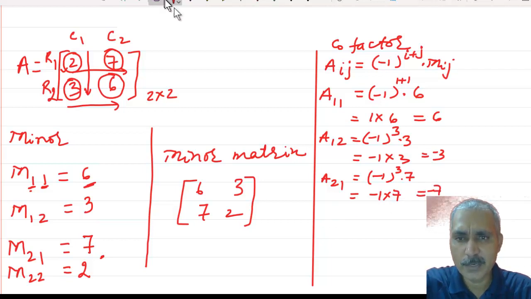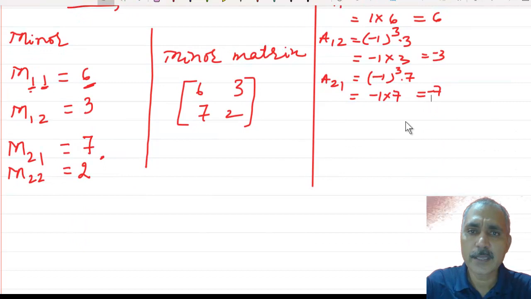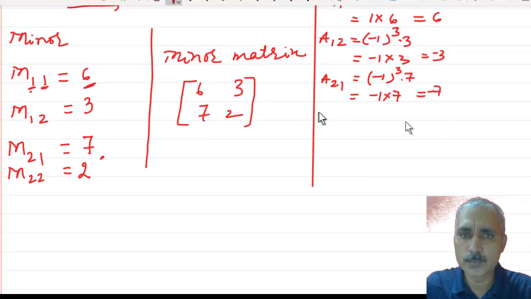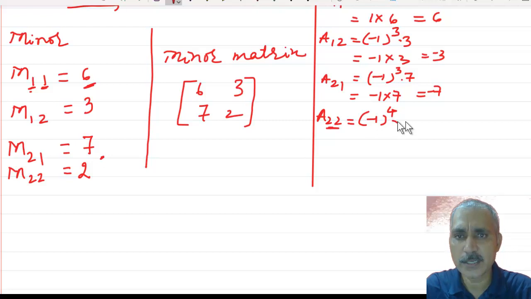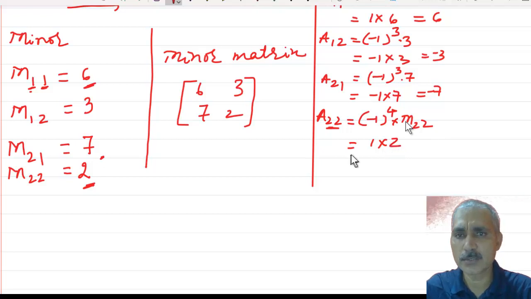Now coming to the next, that is A22, that will be minus 1 raised to 2 plus 2, the sum of these two, that is 4, into M22. The power of minus 1 is an even number, so it is going to be 1 into M22, which we have calculated as 2, so it is going to be 1 into 2, that comes as 2.